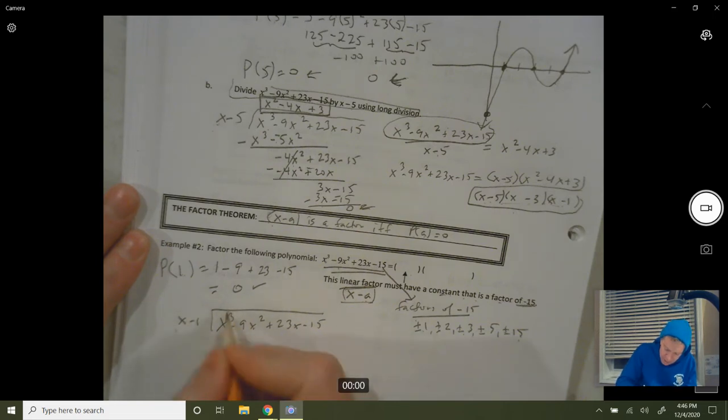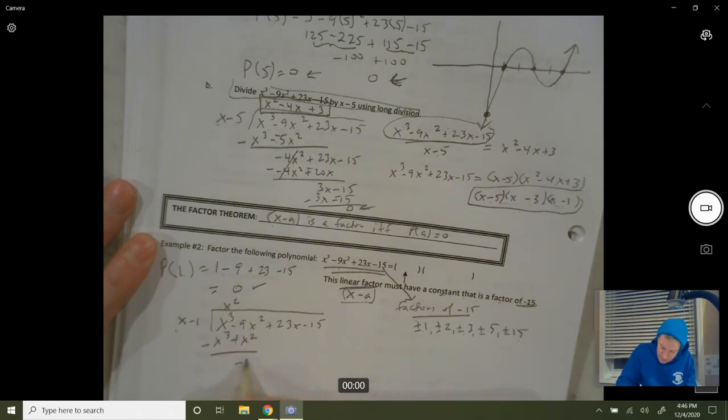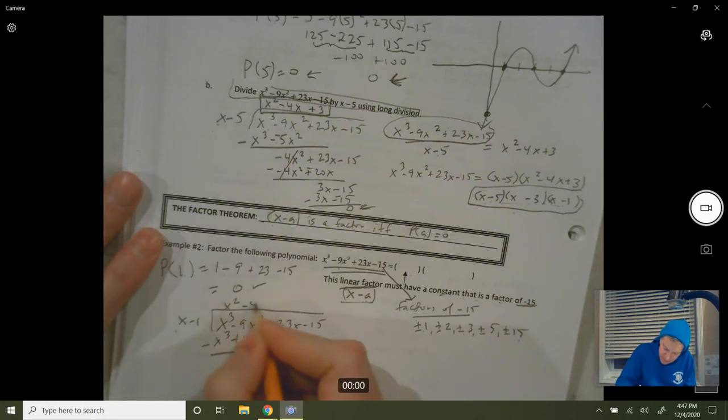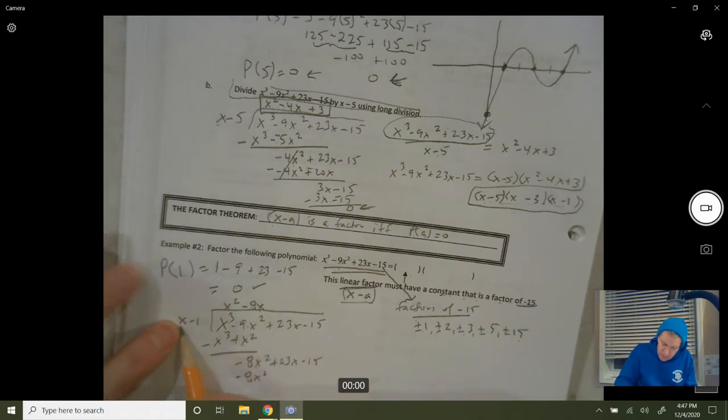x goes into x cubed, x squared times. So multiply: x cubed minus x squared. Subtract, subtract, that's going to become positive. We get negative 8x squared plus 23x minus 15. I'm sorry, that's not 7, that's negative 8, because negative 9 plus 1 gives you negative 8. x goes into negative 8x squared, negative 8x times. So negative 8x times x is negative 8x squared, plus negative 8x times negative 1, so plus 8x.